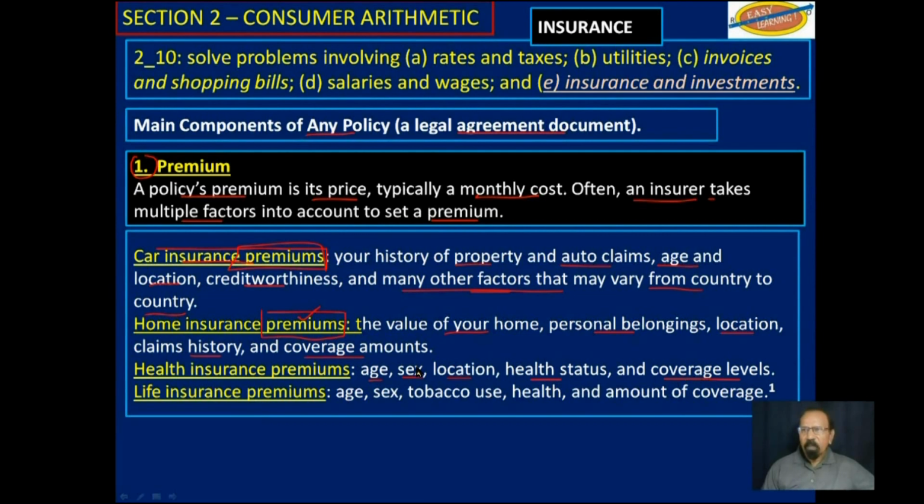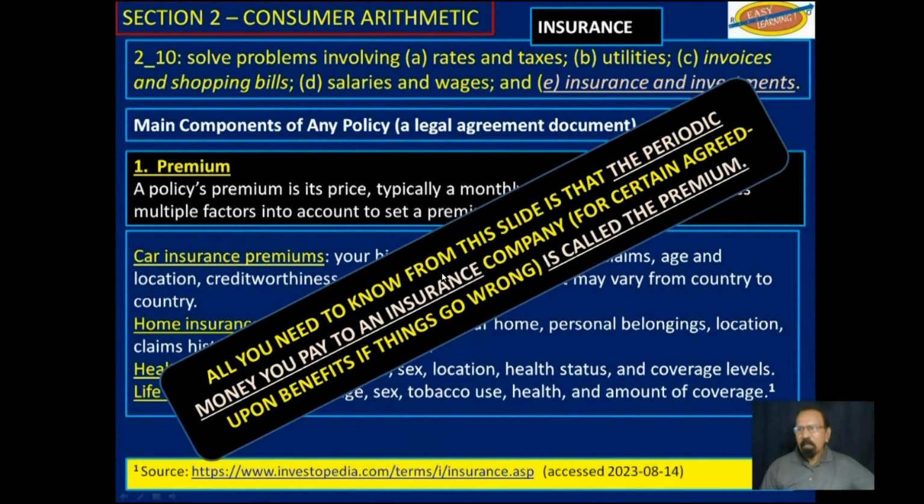These are factors that the insurance company will take into account if you apply for health insurance. And then there is life insurance premium. Again, age, sex, tobacco use, health, whether you use alcohol or not, and the amount required. So I am saying again that all you need to know from this slide is that the periodic money you pay to an insurance company for an agreed upon benefit, if things go wrong, is called premium. So in all of that, I was just emphasizing what is premium.